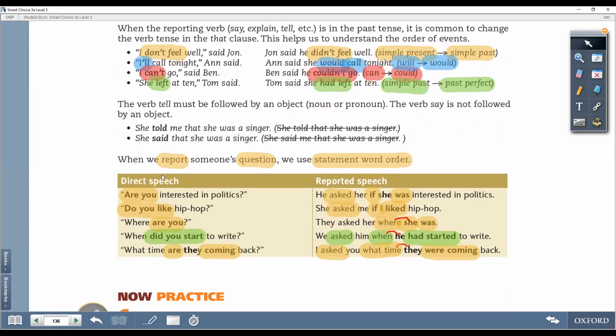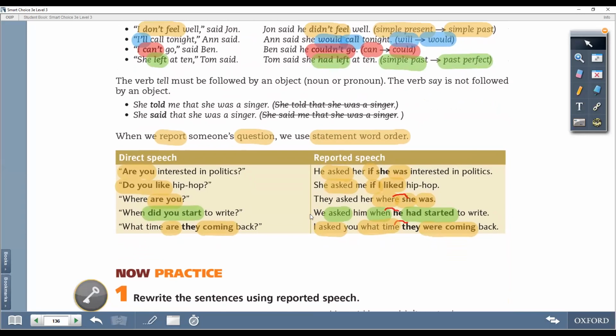So when we report someone's question, guys, we use statement word order. So this is for questions. When the sentence we are reporting is a question, we should change the position of the verb and put the sentence in a statement word order. When it's not a question, okay?